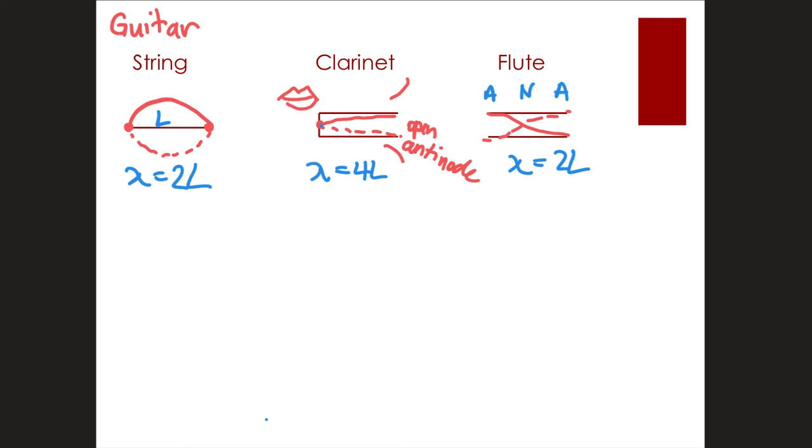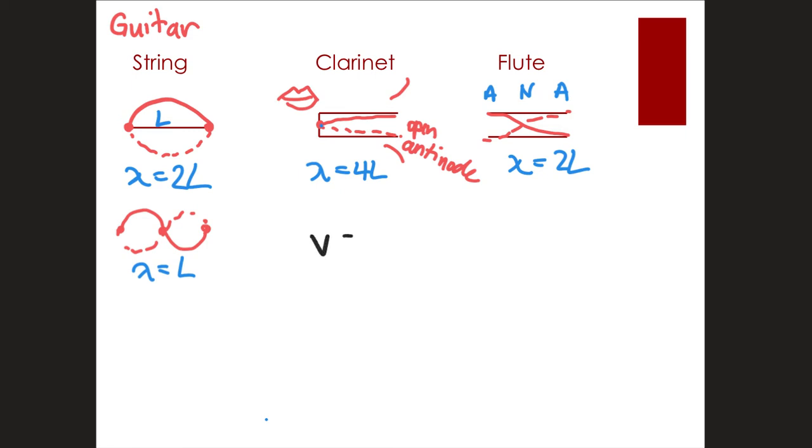So let's go back to the guitar, the string, for a second. Let's talk about the next possible one. If we call the first one I've got here drawn the first harmonic, I want to be able to draw the second harmonic. Well, notice I've got 2 nodes. The next one's going to occur when I have 3 nodes. And if I draw that one in, notice now that my wavelength is actually the length of the string.